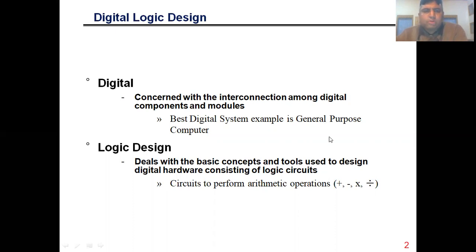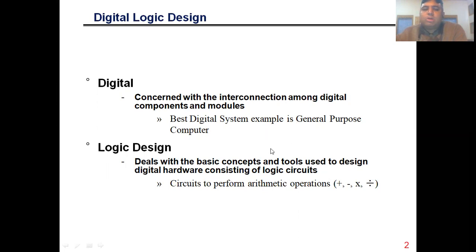Okay, starting from the name of the course, Digital Logic Design. The first slide you are seeing is basically defining what is digital and what is logic design. What is digital? Digital is concerned with the interconnection among digital components and modules. The most common example of digital is a general purpose computer which we use. How a digital computer and its components and modules interconnect with each other, that quantity is called digital.